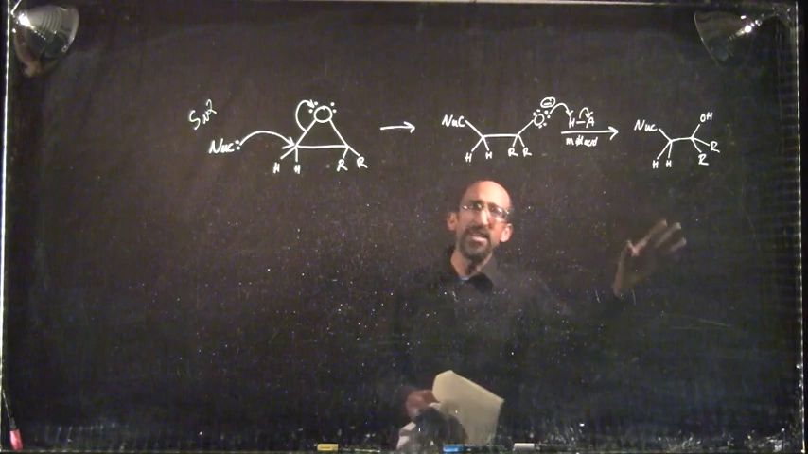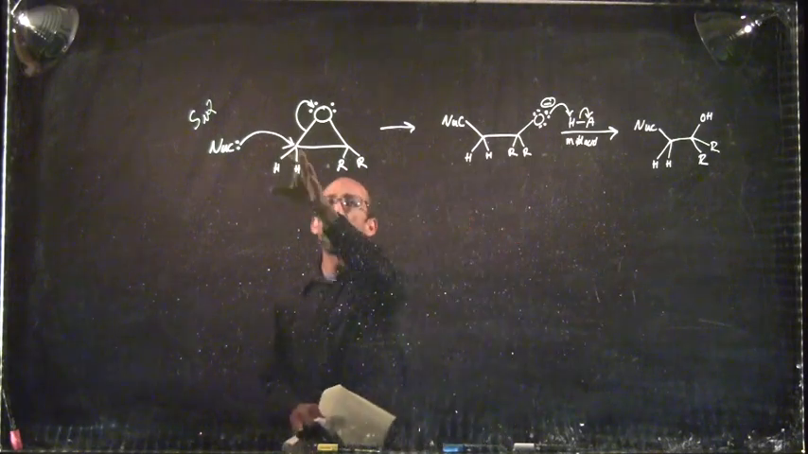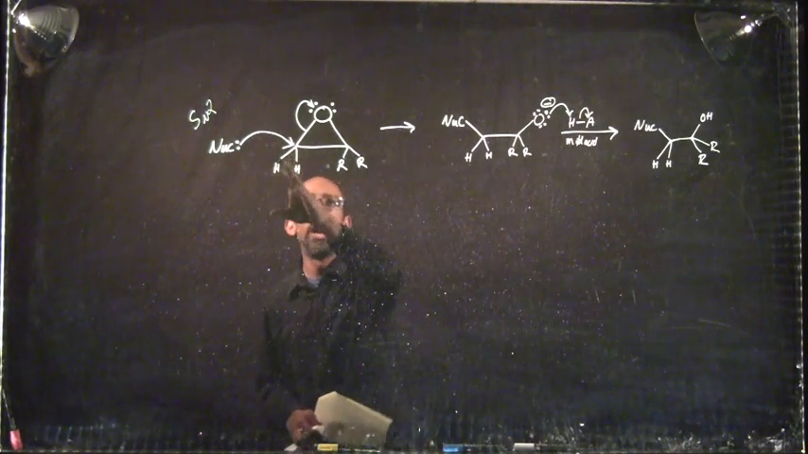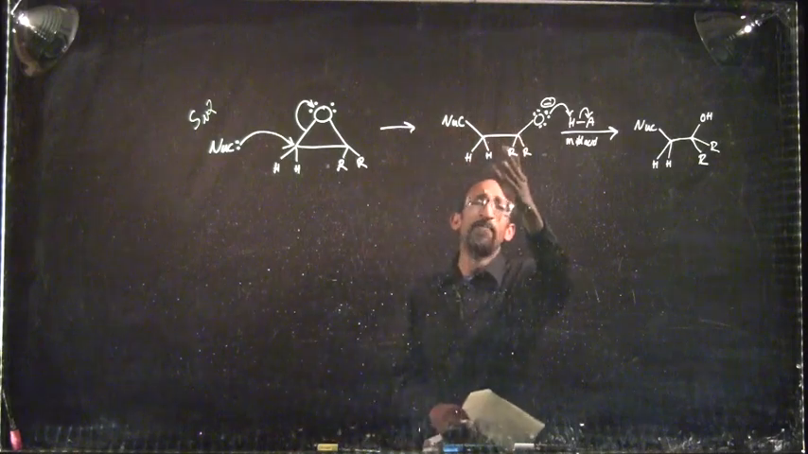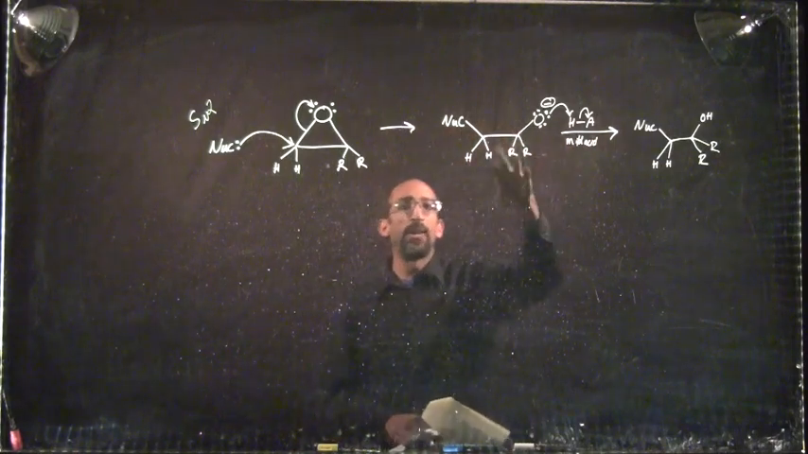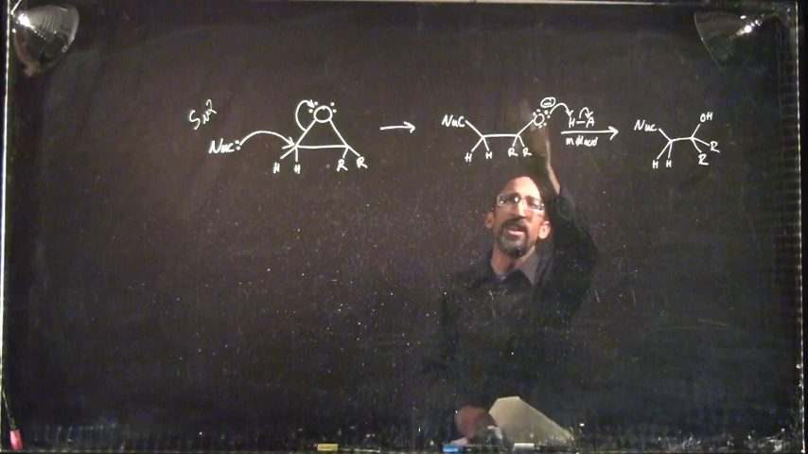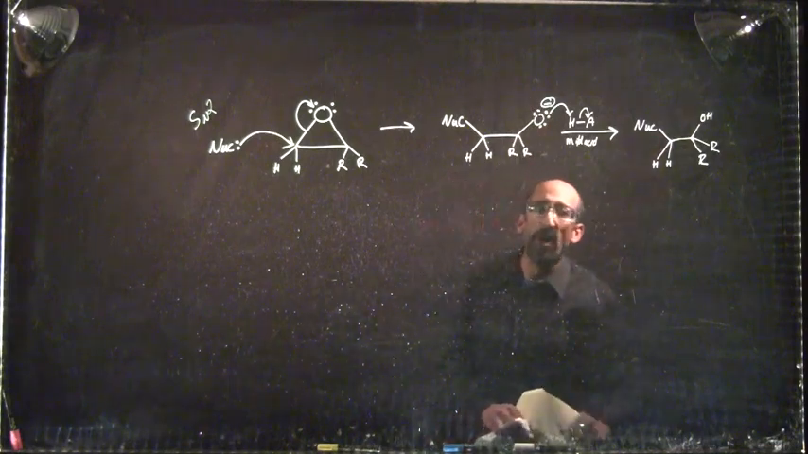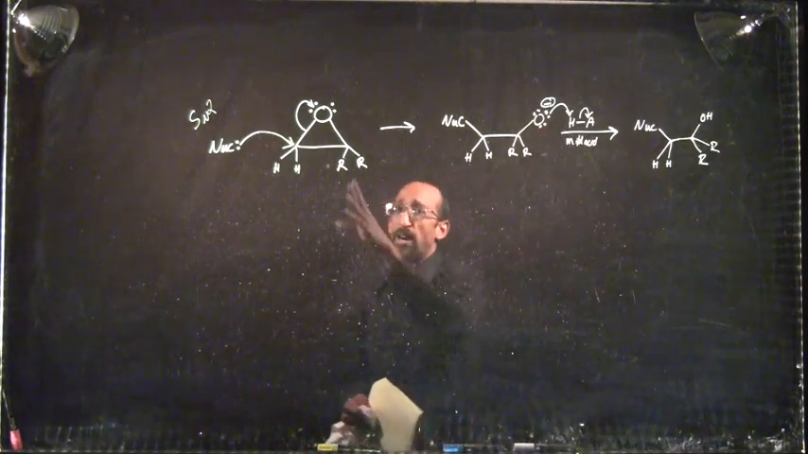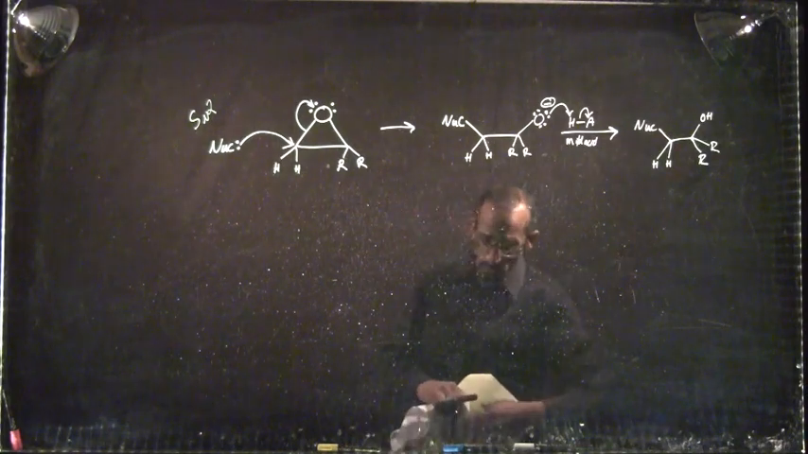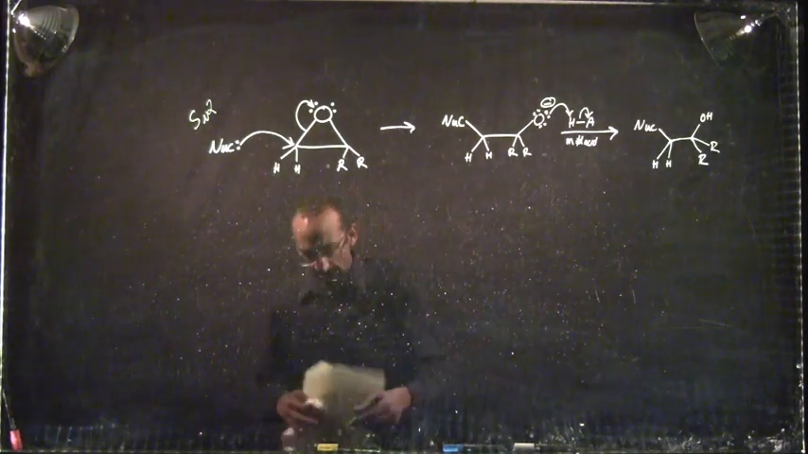And so under these basic conditions, first we have nucleophilic attack at the less substituted carbon, which results in ring opening. Finally, in a second step of our reaction mechanism, we have protonation of that alkoxide to give our ring opened product from our epoxide.